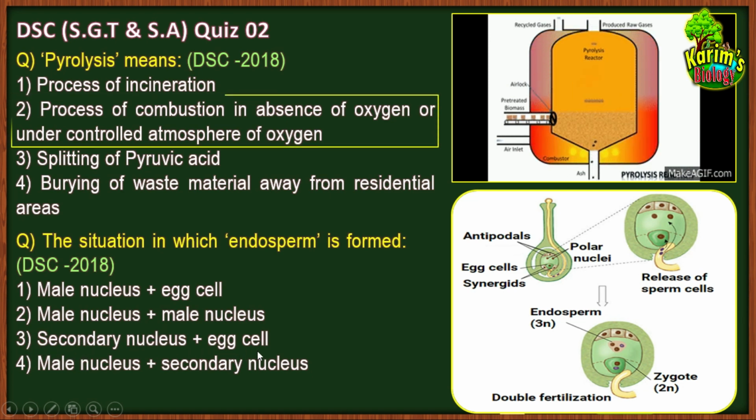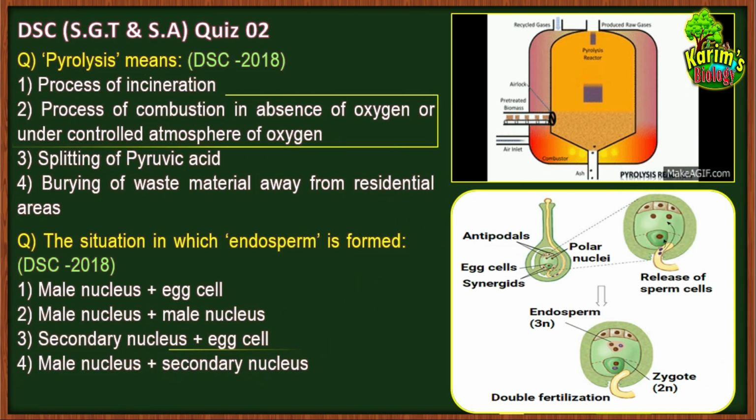And the third option is secondary nucleus plus egg cell. Remember that both secondary nucleus and egg cell are part of the female gametophyte. So there is no chance of fusion between the secondary nucleus and egg cell. So this is also not the correct answer. And the last option is male nucleus plus secondary nucleus. When these two fuse together, the resulting cell that is formed is the primary endosperm nucleus. So the correct answer here is male nucleus and secondary nucleus, which results in the formation of primary endosperm nucleus.